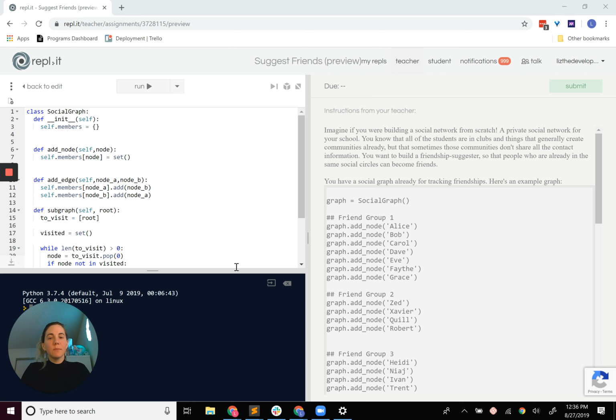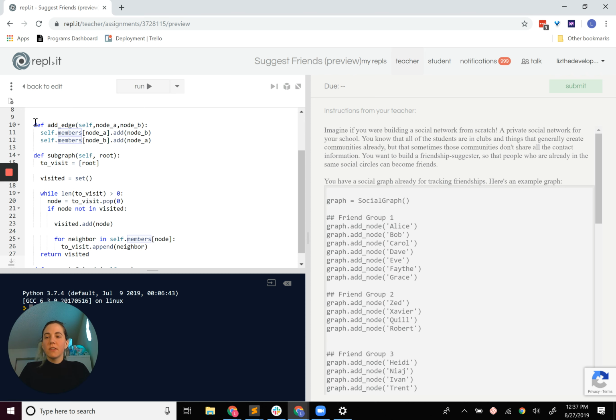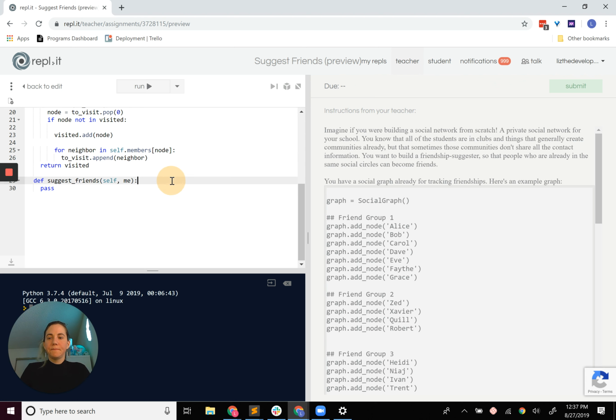So, very similar to our other graph, we're using a dictionary to keep track of all of the nodes. We're calling them members because they're people instead of nodes. And then we'll still have the add edge function here. I've also included the subgraph problem for reference so you can see what it looks like to traverse the graph. Okay, so here's the actual problem.